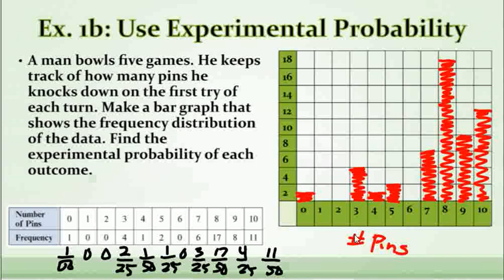So 11 out of 50 would be 10 pins. From there, you can see which one you have a better chance of getting. Looks like the best chance you have would be 8 pins, which is 17 out of 50 chances.